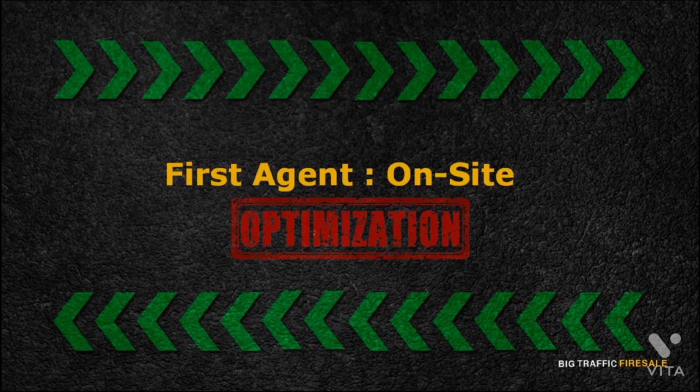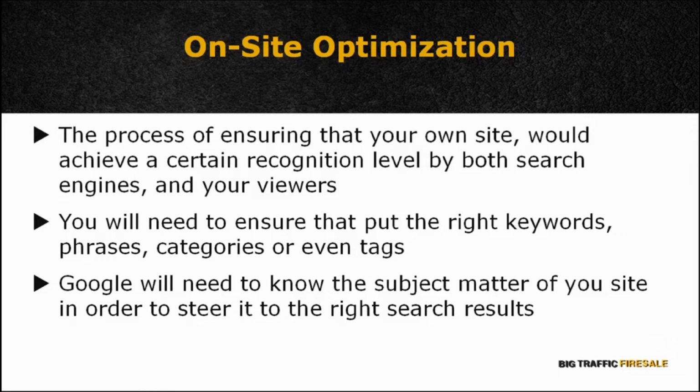The first agent that you'll need to be familiarized with is the on-site optimization. This agent is known as the process of ensuring that your own site would achieve a certain recognition level by both search engines and your viewers. The approach is direct. All you need to do is optimize your site within the site itself. How do you do that? You will need to ensure that you put the right keywords, phrases, categories, or even tags. Why?